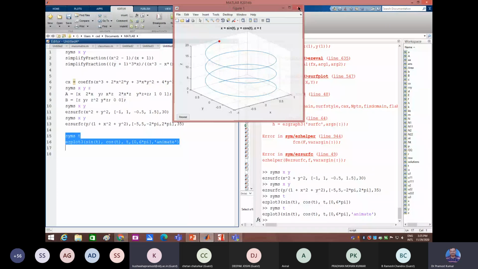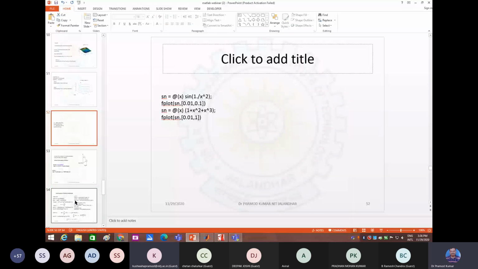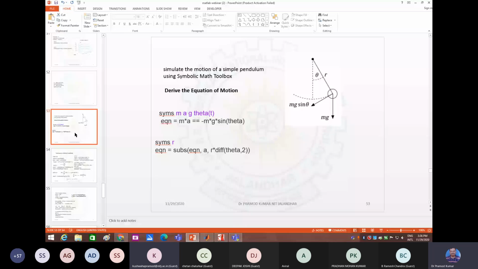Now I think we have completed this plot. Another command is there, fplot, similar to this earlier plot. Fplot is there that you can try. Now here, the question which we wish to discuss is the simulation of this pendulum.